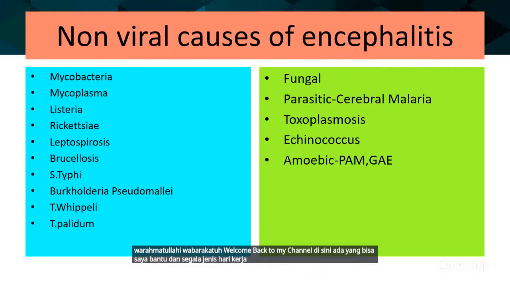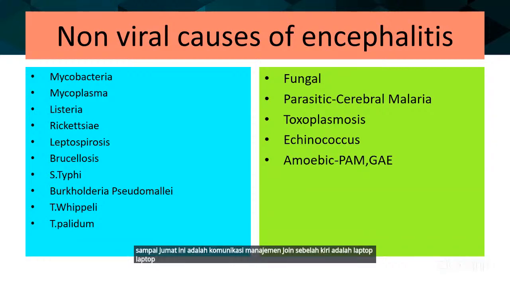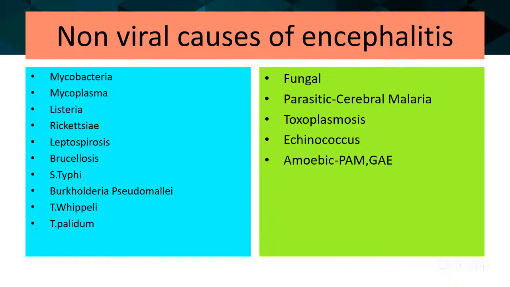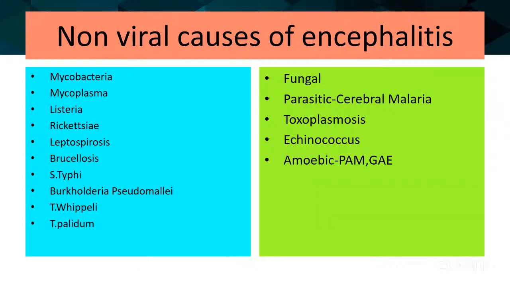Rickettsia, especially scrub typhus, is very common here and is also a very common cause of meningoencephalitis. Leptospirosis, in areas where it is endemic, can present as meningitis as well as meningoencephalitis. Brucellosis, in patients with an epidemiological link, can present as encephalitis and meningoencephalitis, or sometimes as myelitis as well.